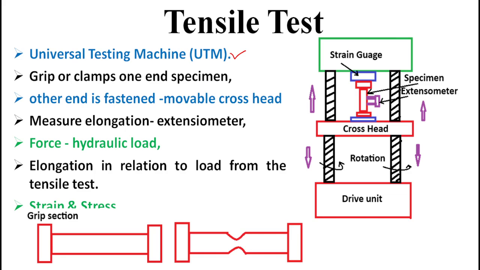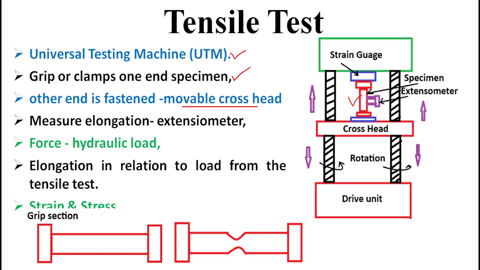In the UTM machine, one end of the specimen is gripped or clamped. This is the tensile test specimen. One end of the specimen is clamped, which is the fixed one. The other side is the crosshead, which is the movable one, moved using a lead screw. The other end is fastened to the movable crosshead.